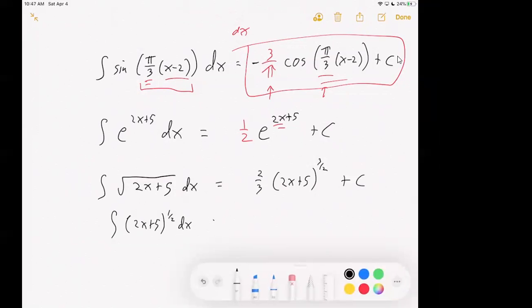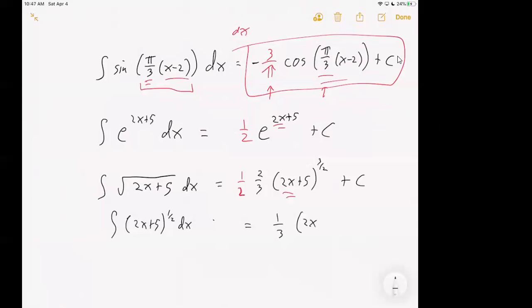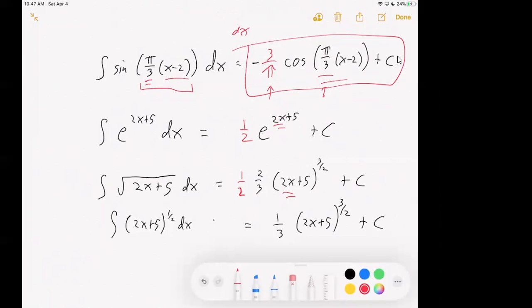But then I need my correction factor. The derivative of this is 2, so I get a correction factor of 1/2 to compensate. And so the final answer will just be 1/3 times 2x plus 5 to the 3/2 power plus c. If you're not 100% sure, then go ahead and take the derivative of all of this. You would multiply by 3/2, so you would end up with a half, but then when you do the chain rule on the derivative, you'll get an extra factor of 2, and it will in fact work out.